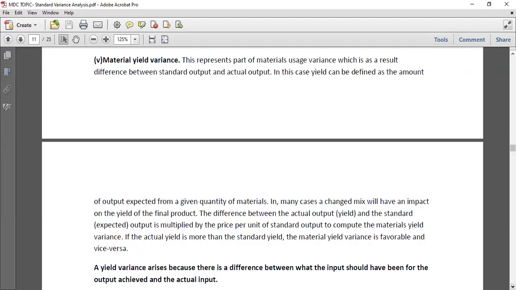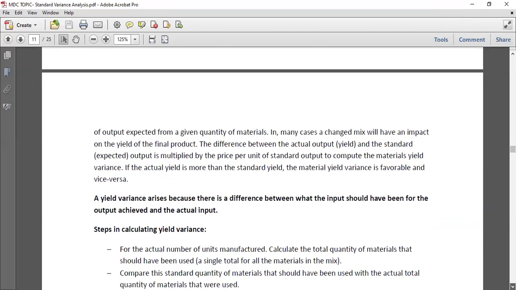So we are saying that if the actual yield is more than the standard yield, then the material yield is favorable, and the vice versa is also true. So that is what we need to do.